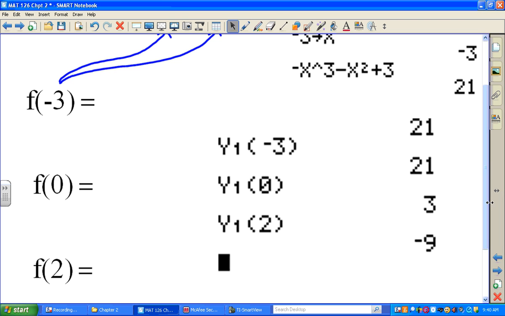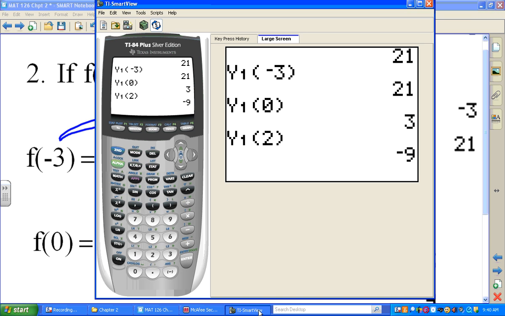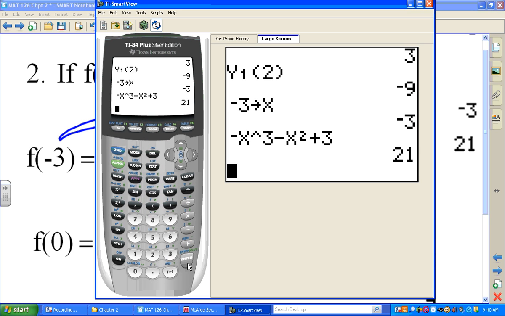What if it doesn't do that? I showed you how you can do the store for x, right? Yeah. Well, you can do that. Go back and quick copy that. Put in -3, store for x, right? Then go back, second and enter, second and enter, second and enter, second and enter, second and enter. There it is. Booyah, you get 21.